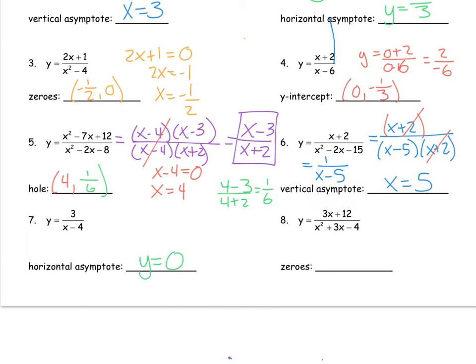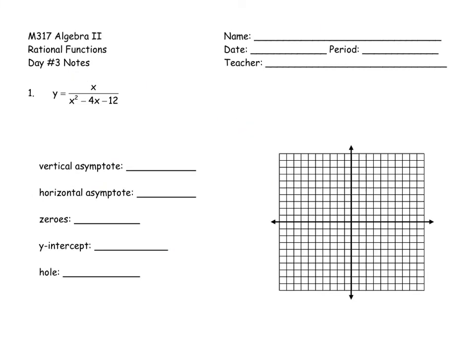And then 8 is asking for the zeros. If I factor the top, I can take out a 3, and I'm left with x plus 4. On the bottom, if I factor, I have x plus 4 times x minus 1. So the x plus 4 actually gets canceled out. And my equation I'm looking at is 3 over x minus 1. It doesn't make any sense for me to set 3 equal to 0, so I'm not going to have any zeros for that problem. Alright, now let's get into the notes for today.